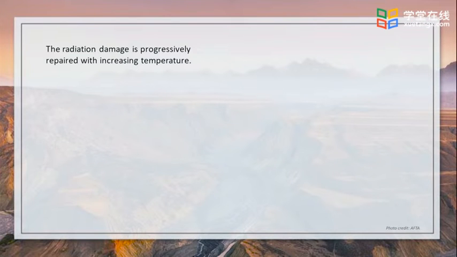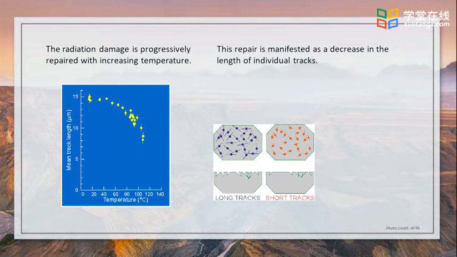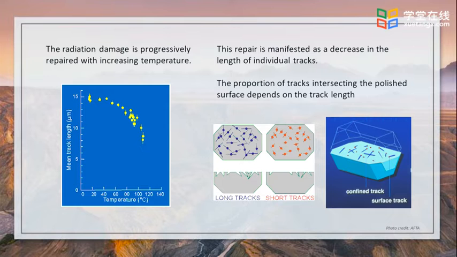The reduction of fission track age arises because the radiation damage constituting each fission track is progressively repaired at a rate which increases with temperature. This repair is manifested as a decrease in the length of individual tracks. The proportion of tracks intersecting the polished surface of an apatite grain depends on the track length, and therefore, as track length is progressively reduced, so is the fission track age.